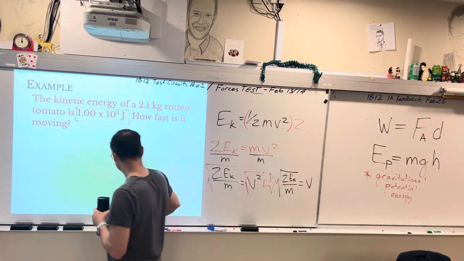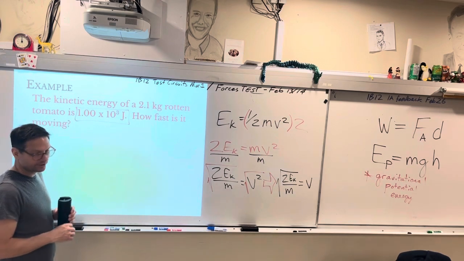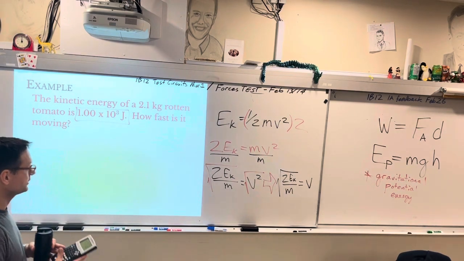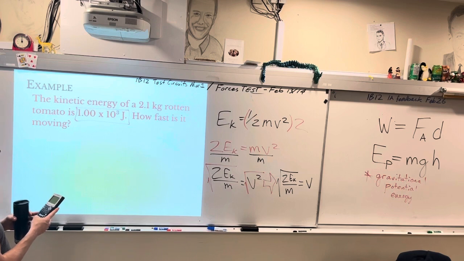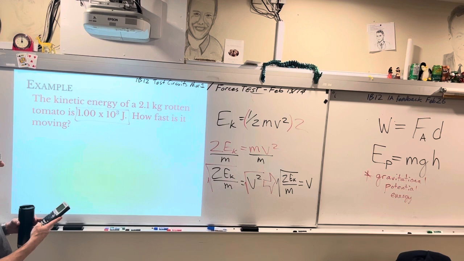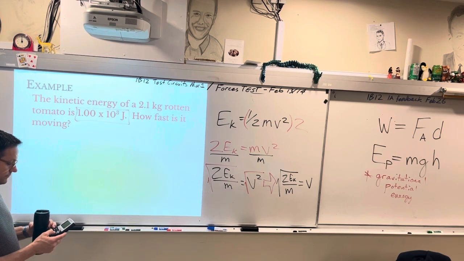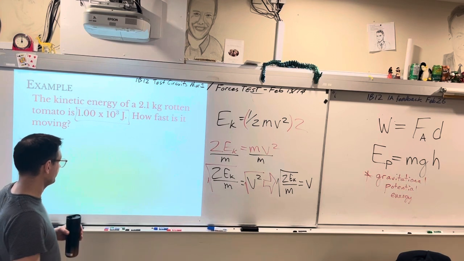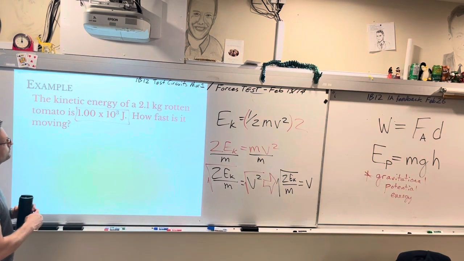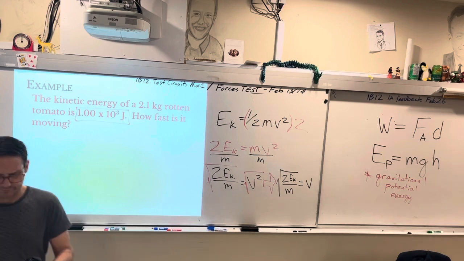So just a little bit of algebra. And if you plug that into your calculator, that's going to be 2 times 10 to the 3... I got 31. Yeah, 31. 30.8. So I believe you. The units are meters per second. So 2 times 10 to the 3 divided by 2.1. The answer's always going to be meters per second.